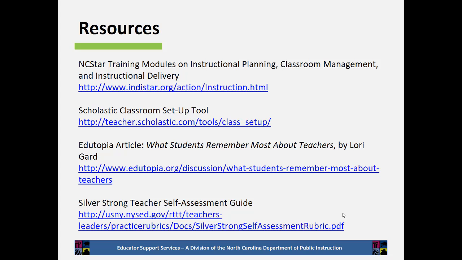Another article by Edutopia, What Students Remember Most About Teachers. This is a nice article, and it's about relationships. And the last one is the Silver Strong Teacher Self-Assessment Guide. This is a really cool tool. It's pretty comprehensive. There are a variety of areas that you can self-assess as a teacher. There's a section on classroom management, and there's also, I believe, one around climate and culture as well. So it's a really nice tool that you can use for your own personal self-reflection in terms of what you are doing at school in regards to classroom management and other things as well.